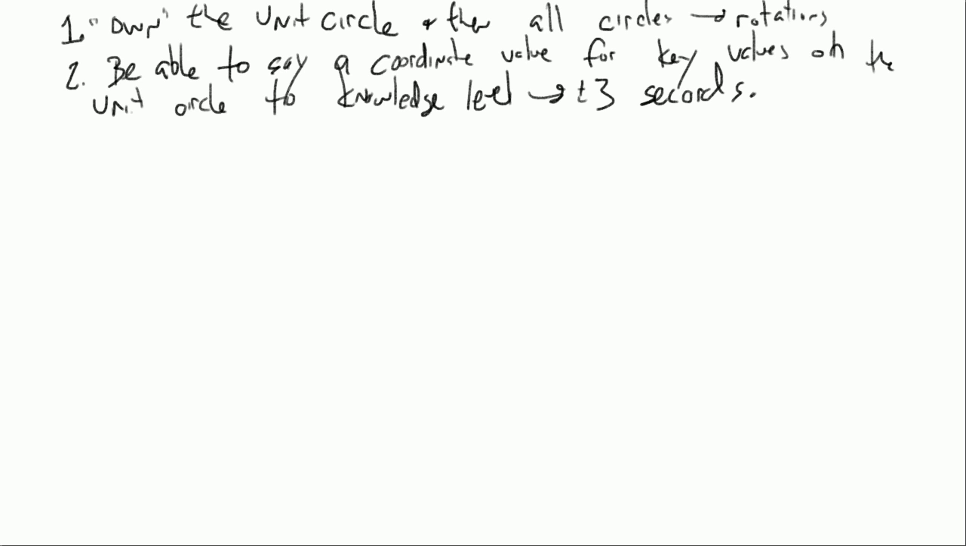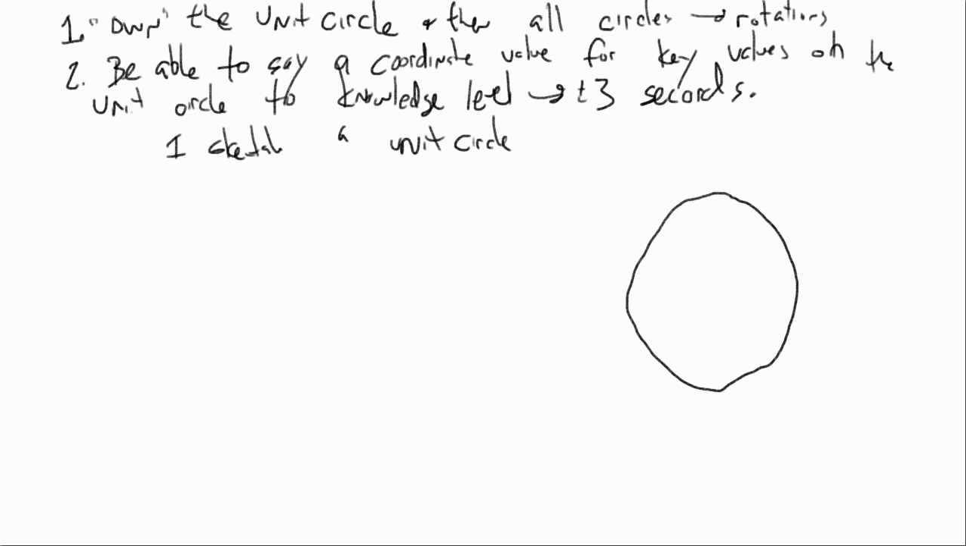And so the series of steps are 1, sketch out a unit circle. So let's do that. 1, sketch a unit circle. And we'll do that over here on the side. I won't use my fancy dancy, though I should. I should be better at drawing circles. Of course, remembering the radius equals 1, the diameter equals 2, the area equals pi, and the angle equals 2 pi.